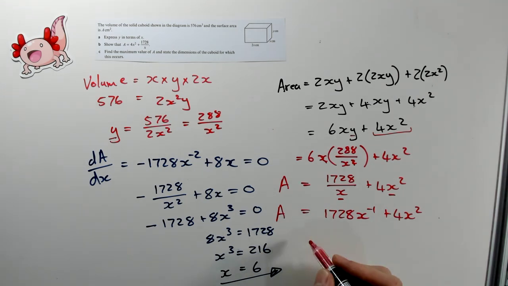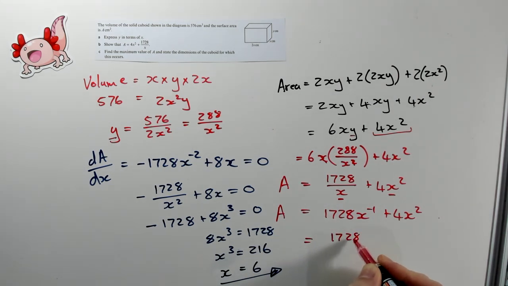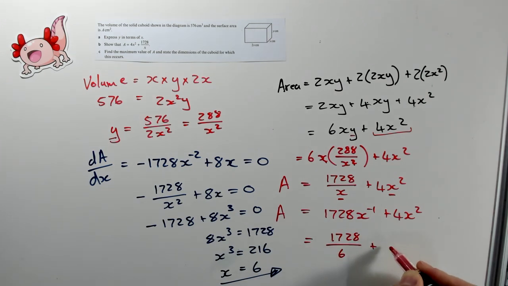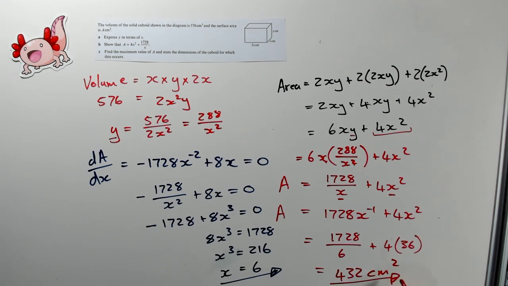So I'm going to have to do 1728 over 6 plus 4 times 6 times 6, which is 36. Okay, I'm just going to do that on my calculator, so it might take a while. Fast forward in the video if you don't want to hear me talk to my calculator. 4 times 36. I think that looks good. And now we have 432, and it's area and it's in centimeters, so centimeters squared. So we found the maximum value for A, so good for us.